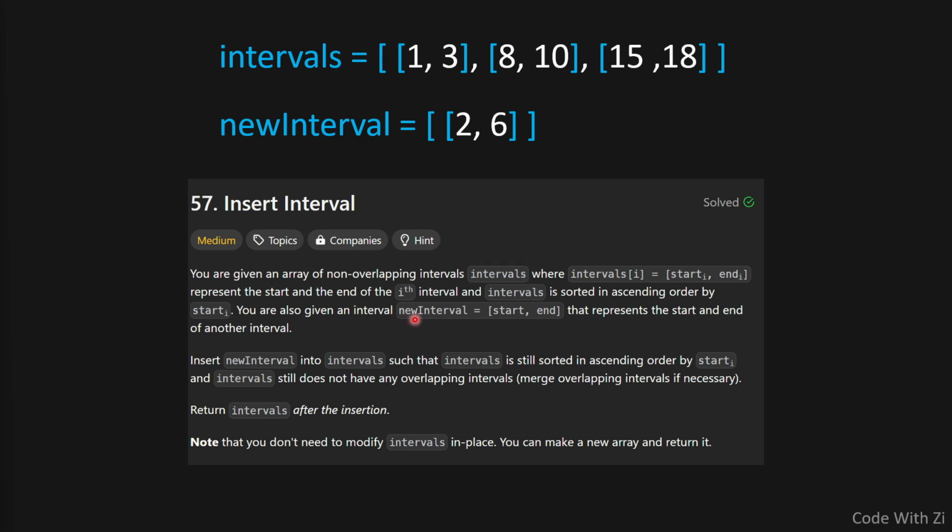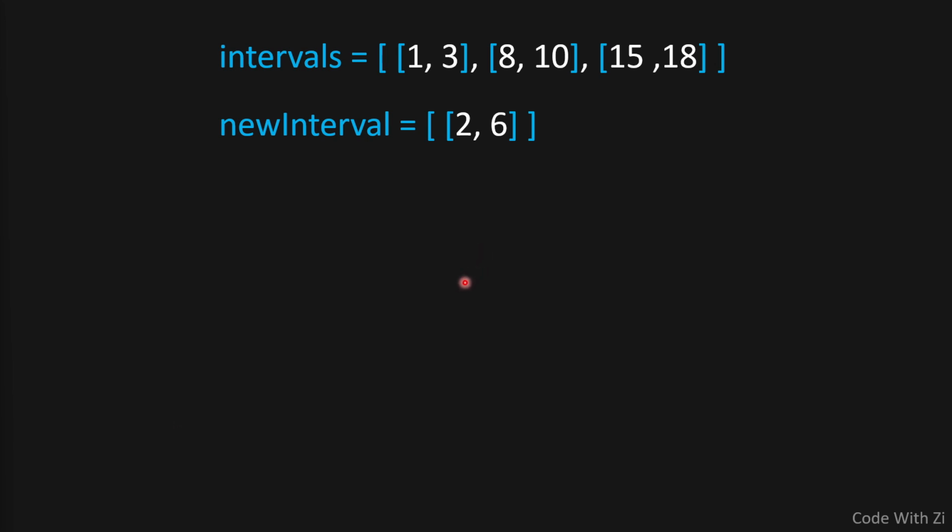And here we're given a new interval like this one that we have here, and this has its start and end as well. And we gotta basically insert this new one inside the previous ones without having any overlaps. And here it hints that we should actually merge it if necessary. And after everything, we're going to return the updated intervals. So let's see how we can actually solve this.